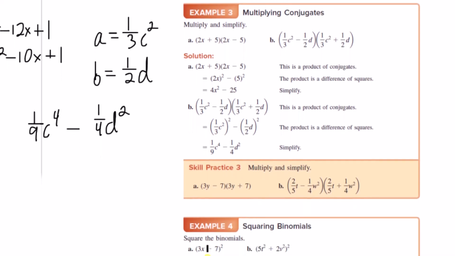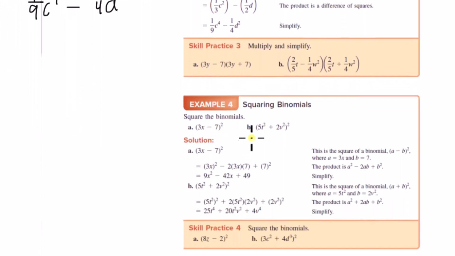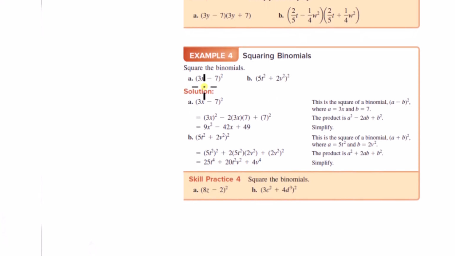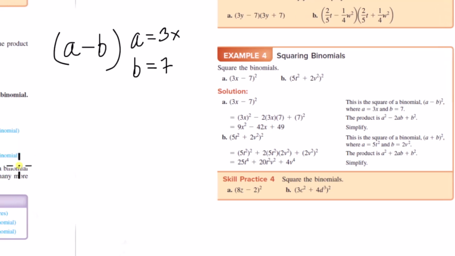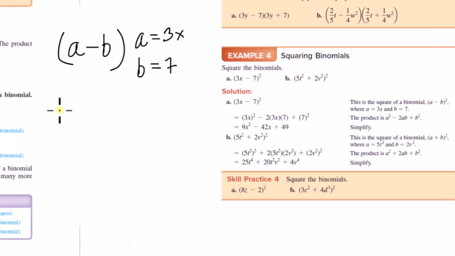Okay, now here we're squaring a binomial. We're squaring these two binomials here. So 3x minus 7 squared. The a is 3x and the b is 7. b is not negative 7, it's 7, because the form we have is a minus b, with a equal to 3x and b equal to 7. So the perfect square trinomial for a minus b squared is a squared, minus 2 times a times b. So minus, that's going to be what? 42x.